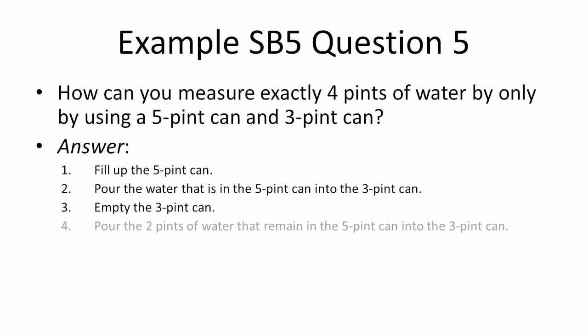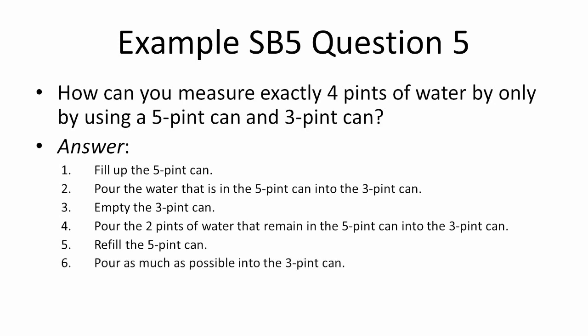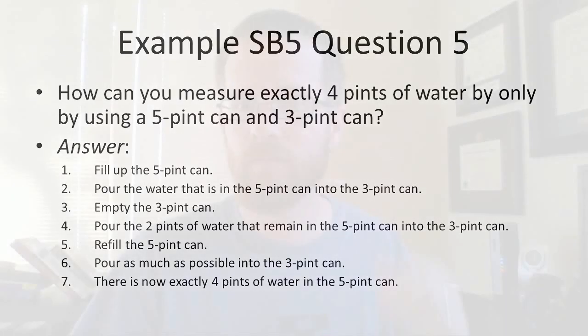Then you pour the remaining 2 pints from the 5-pint can into the 3. So now you have 2 in the 3 and 0 in the 5-pint. Then you refill the 5. So now you have 5 in the 5 and 2 in the 3. And then you pour as much as you can from the 5 into the 3. So if you do that, you'll end up with 3 in the 3 and 4 in the 5. You now have exactly 4 pints of water in the 5-pint can.